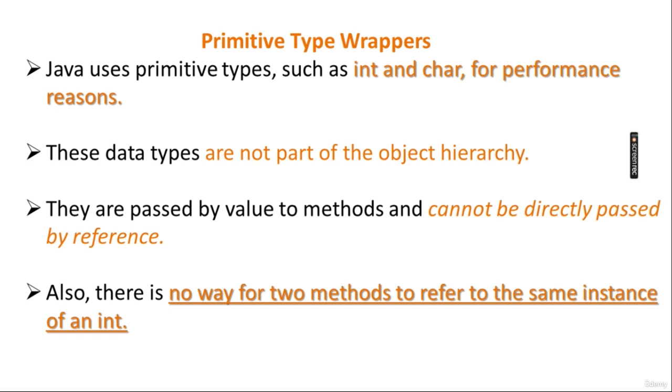Primitive type wrappers. Java uses primitive types such as integer and character for performance reasons. These data types are not part of the object hierarchy. They are included only for performance. They are passed by value to methods and cannot be directly passed by reference. Also, there is no way for two methods to refer to the same instance of an integer.